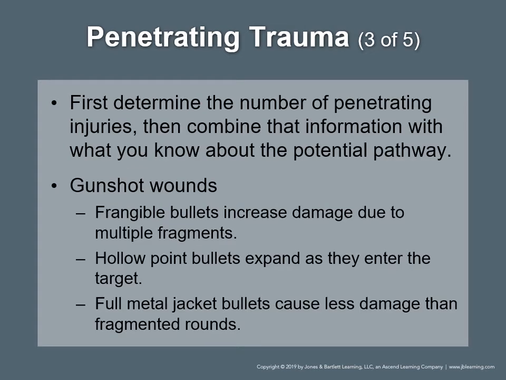First, determine the number of penetrating injuries, then combine that information with what you know about the potential pathway. For gunshot wounds, the path the projectile takes is referred to as trajectory. Frangible bullets will increase damage as multiple fragments increase the likelihood of multiple organs or vessels sustaining injury. Hollow point bullets expand as they enter the target in order to decrease penetration and cause more tissue damage. Full metal jacket bullets cause less damage than fragmented rounds.